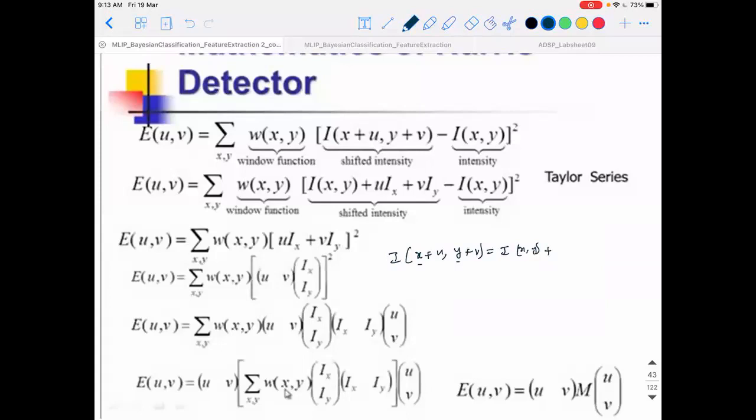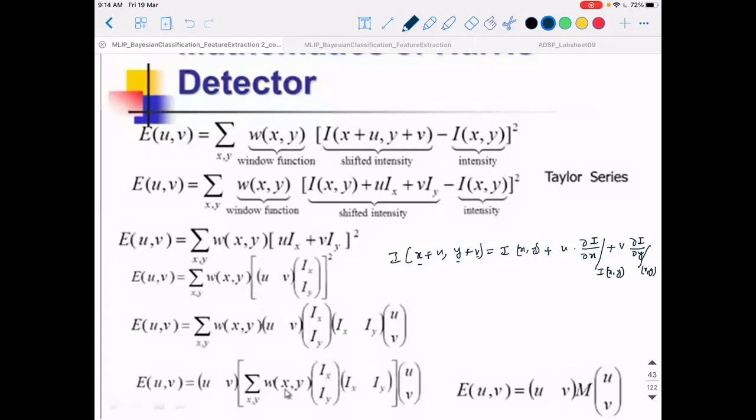I(x, y) plus u into dou I by dou x, where we compute dou I by dou x at (x, y) only, plus v into dou I by dou y, because it is the gradient in the y direction, again at (x, y). This is the first order Taylor series. I can keep expanding to second order and so on, but I'm not bothered about it now.